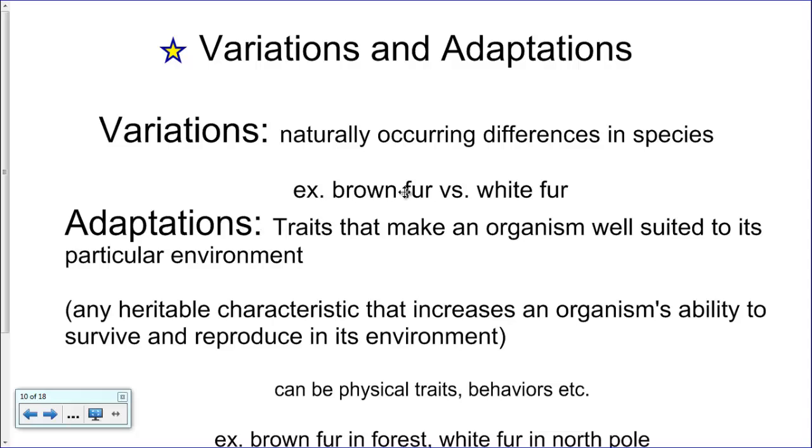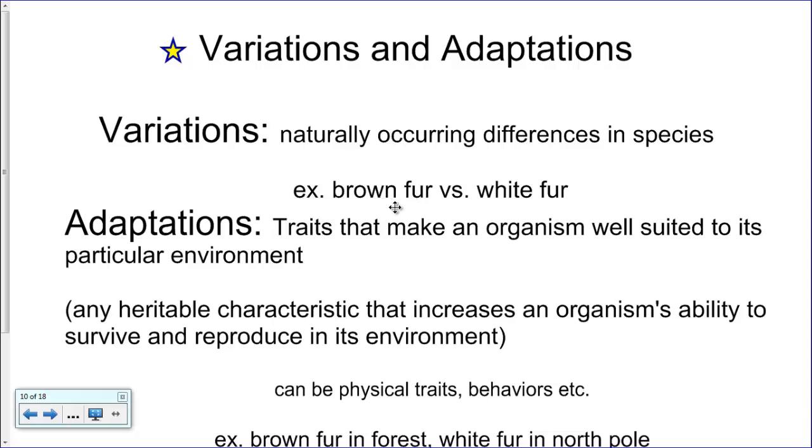Depending on the environment in which an animal lives, those variations may or may not be helpful to them. So an adaptation is a trait that makes an organism well suited to its particular environment. So if I am a rabbit with brown fur living in a desert, then it's great for me that I have brown fur, and that's a positive adaptation. If, however, I'm a white rabbit living in the desert, that's not going to help me.